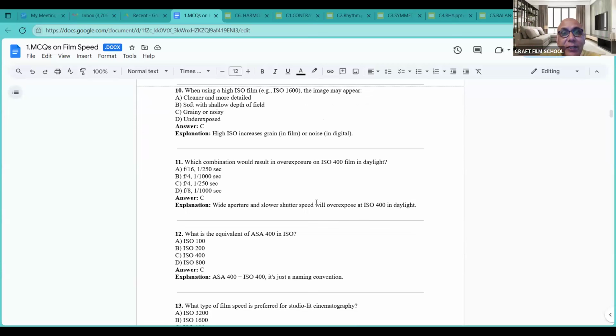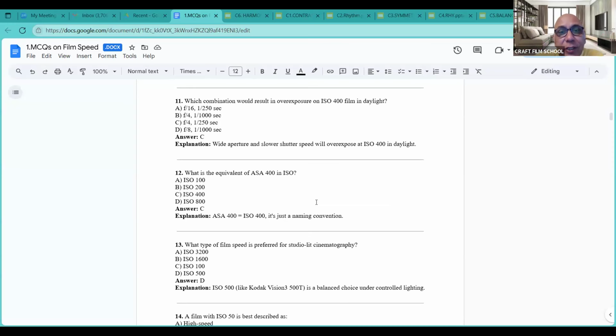When using a high ISO film, let's say 1600, the image may appear cleaner or more detailed? No. Soft with shallow depth of field? No. Depth of field has nothing to do with the film speed. Remember, he is trying to confuse you with soft and shallow depth of field. Will it be grainy? Yes. Underexposed? No. If our exposure is correct, how can it be underexposed? So even if the film is 1600, it will be grainy.